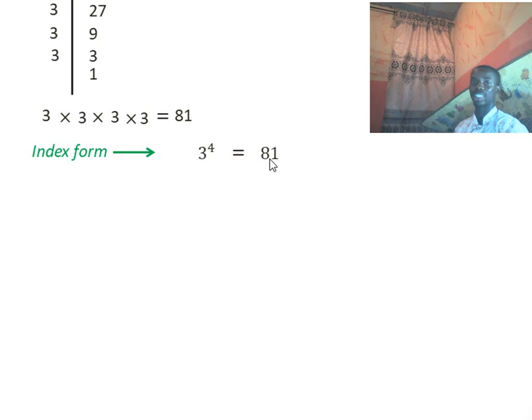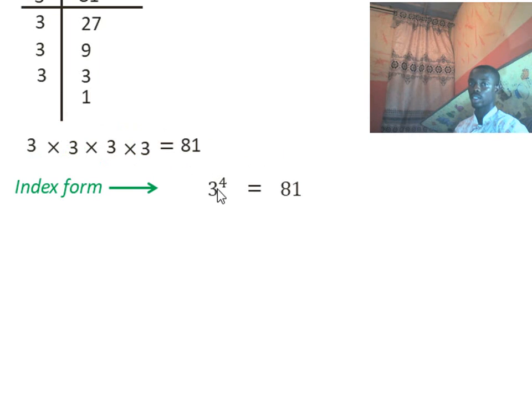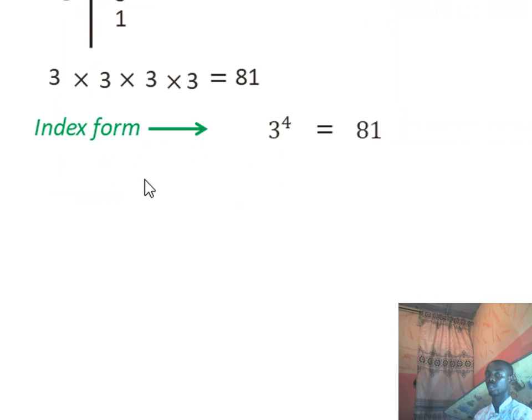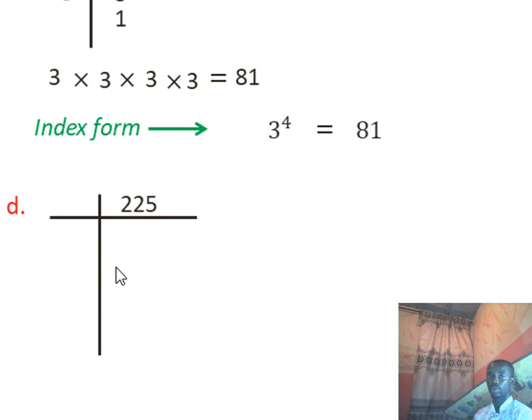So expressing 81 as a product of prime factors in index form, our answer is 3 raised to the power of 4. Hope that is understood. And the last example here before we bring this class to an end, we want to express 225 as a product of prime factors. So we'll make use of 3 again. 225 divided by 3, 75. So making use of our 3, 75 divided by 3, 25.